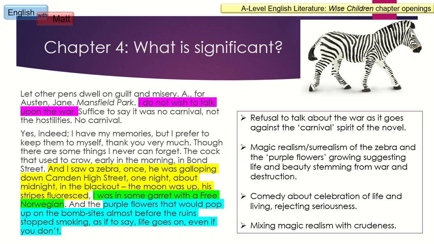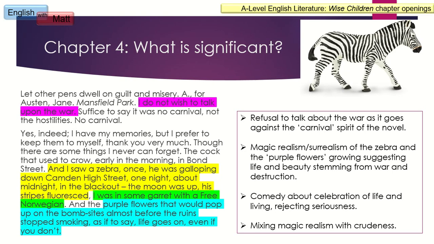So again, it's that shutting out of the misery and the destruction, and basically making the comment, I think, that beauty is never too far away with these flowers and with this zebra, which of course both appeal to some extent to magic realism here.